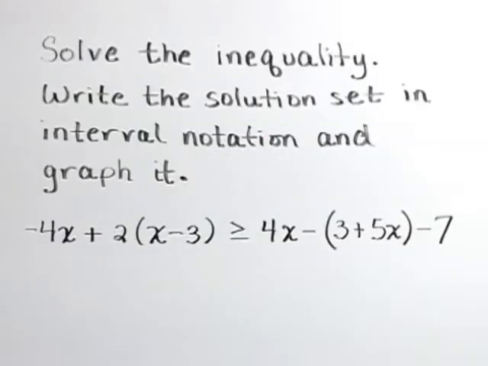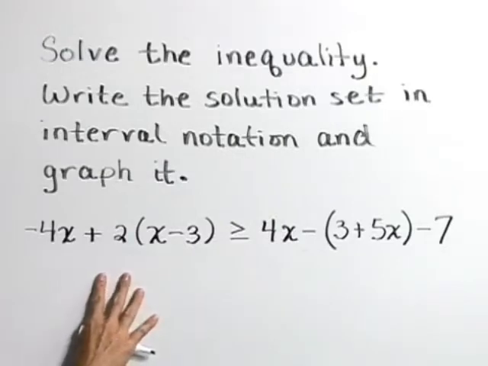Solve the inequality. Write the solution set in interval notation and graph it. Negative 4x plus 2 times, in parentheses, x minus 3 is greater than or equal to 4x minus, in parentheses, 3 plus 5x minus the number 7. Let's start by simplifying both sides as much as possible.